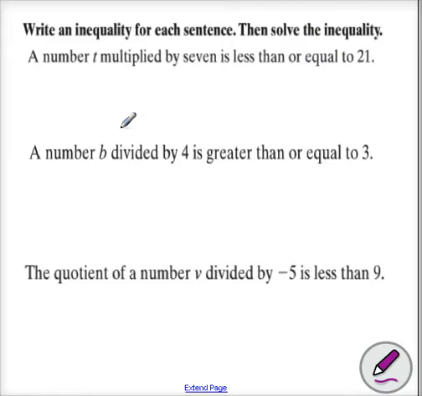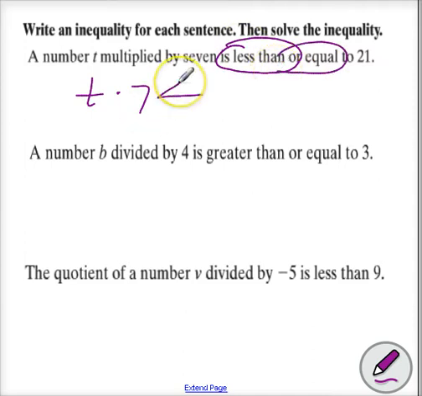Here we're going to write an inequality for the sentence and solve. A number T multiplied by 7 is less than or equal to, it's important to read all of it, less than or equal to 21. There's my inequality. Now I'm going to solve. I'm going to undo multiplication by dividing both sides by 7. I get T is less than or equal to 3.